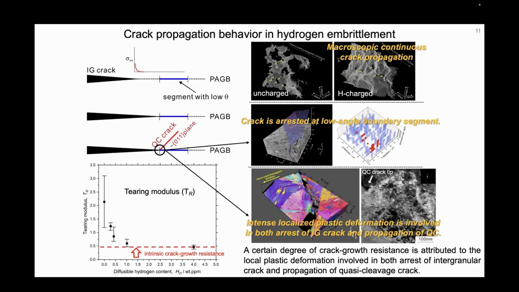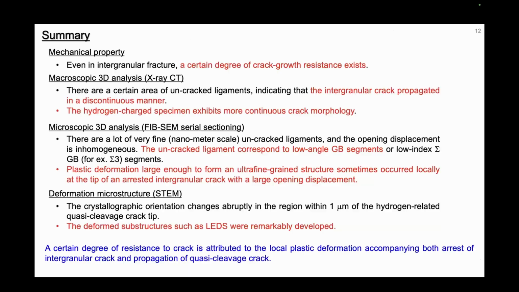And intense localized plastic deformation is involved in both the arrest of the intergranular crack and the propagation of the quasi-cleavage crack. So a certain degree of crack growth resistance that was confirmed by the mechanical test could be attributed to local plastic deformation involved in both the arrest of the intergranular crack and the propagation of the quasi-cleavage crack. So this is a summary of my talk.